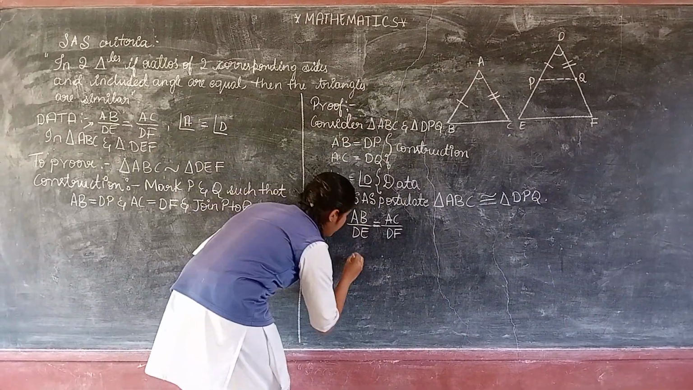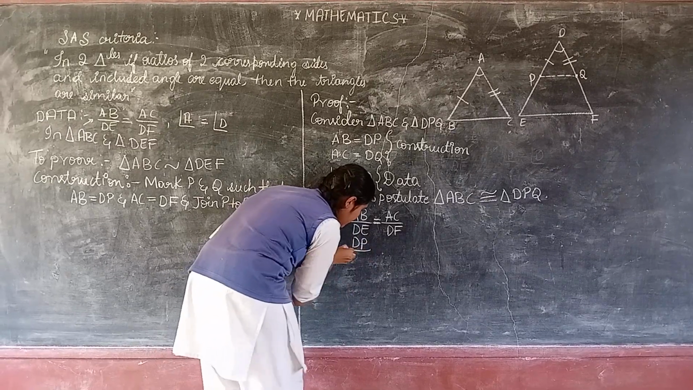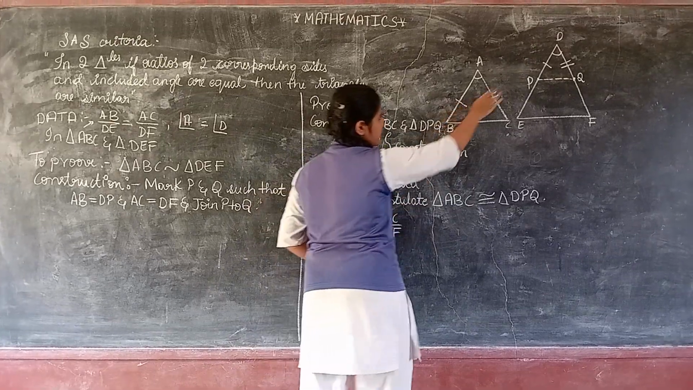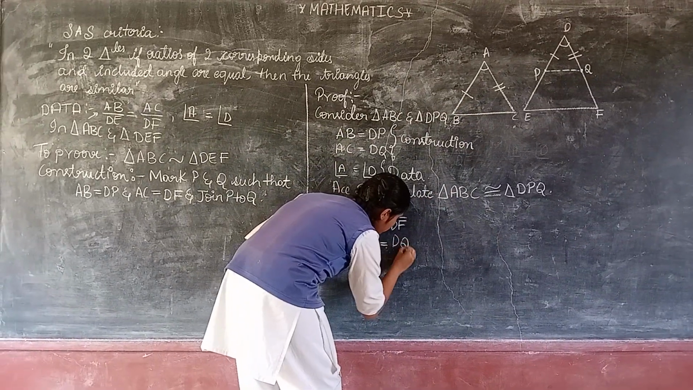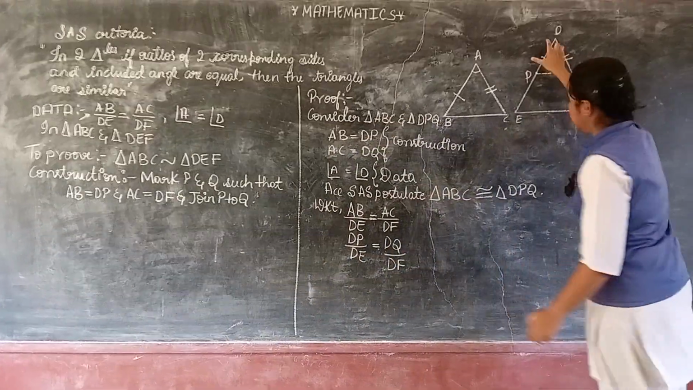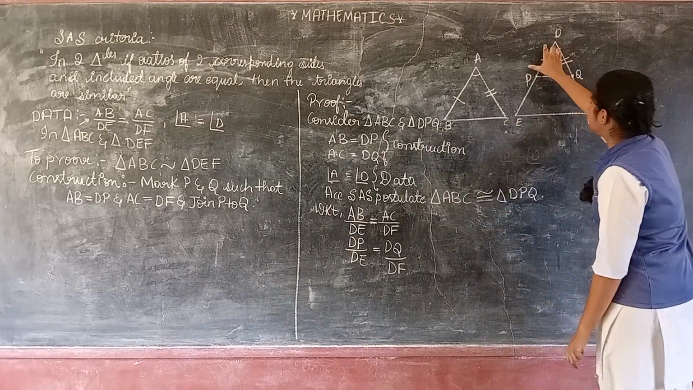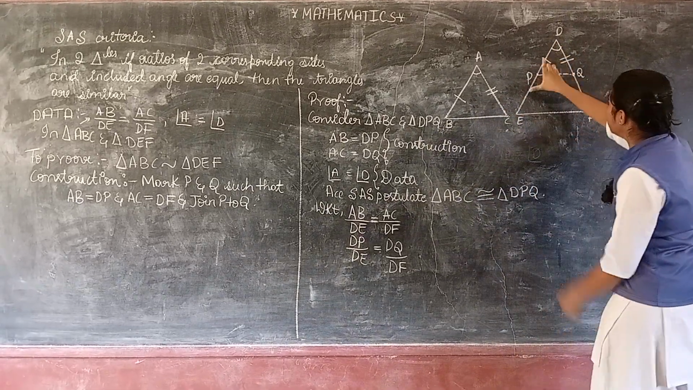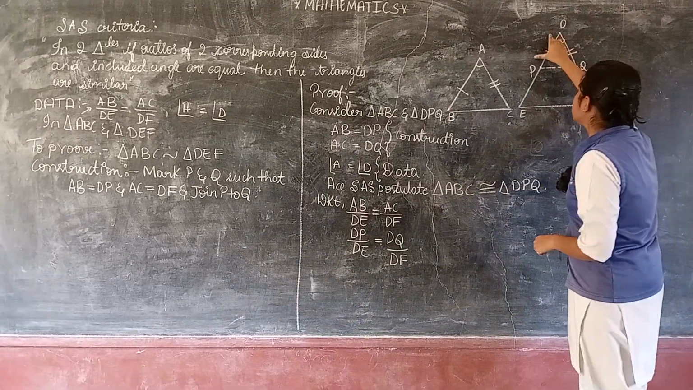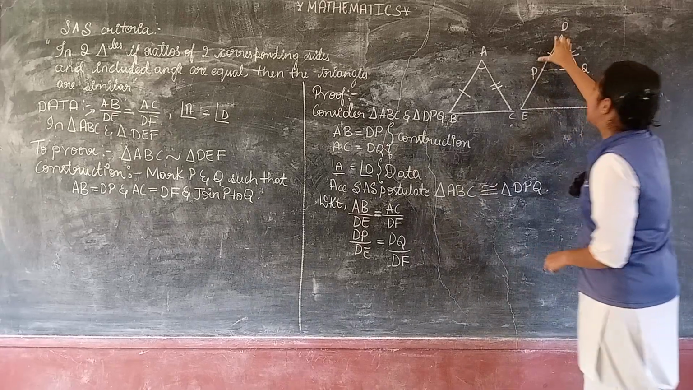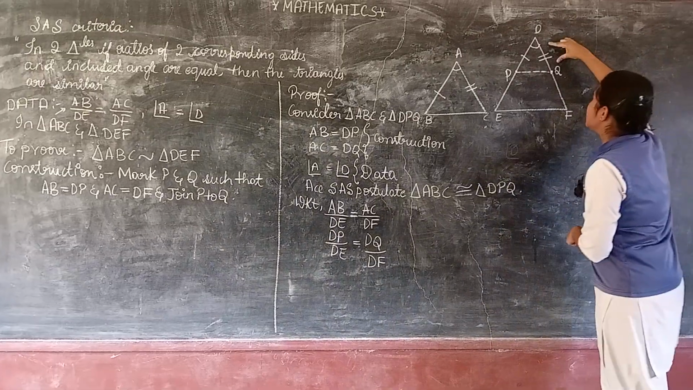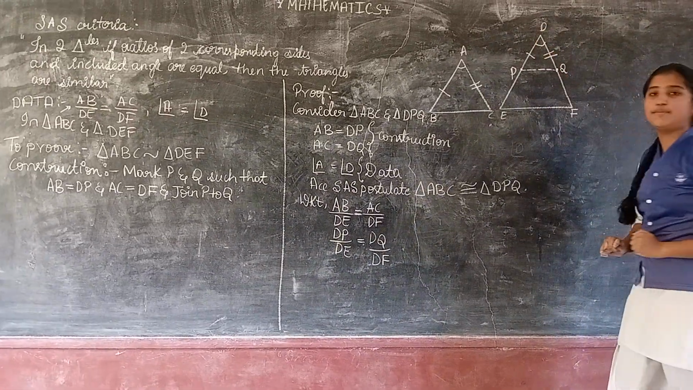So in place of AB I will write DP divided by DE is equal to, in place of AC I will write DQ by DF. Now what we have written here is that DP by DE is equal to DQ by DF. From this, this is the intercepted part and this is the complete part of the triangle. This is also an intercepted part and this is also the complete part of a triangle.